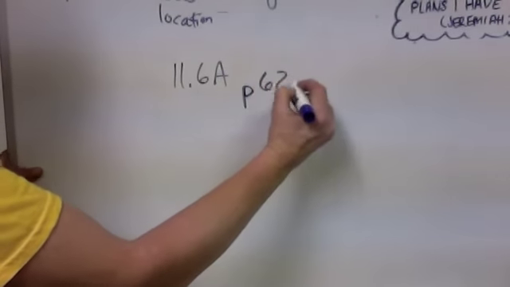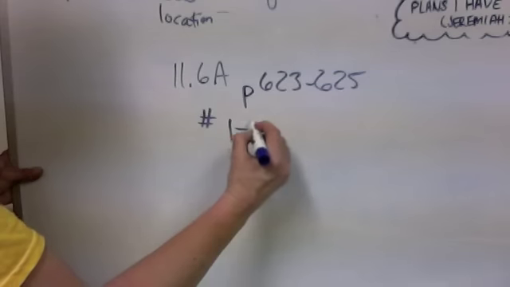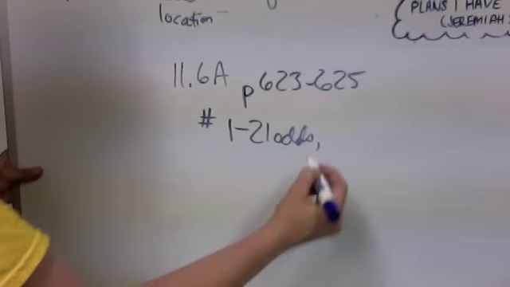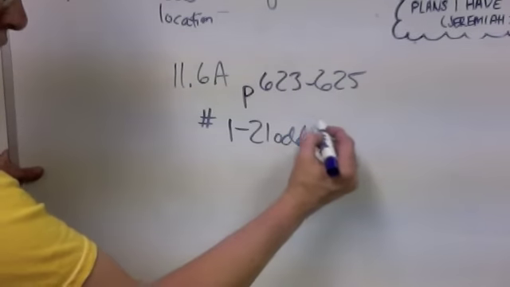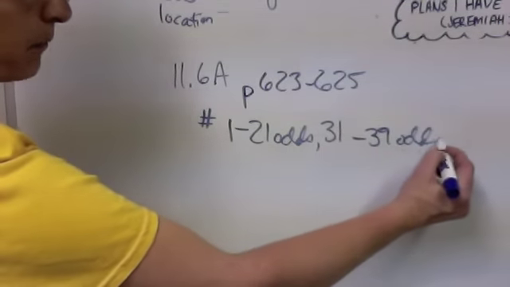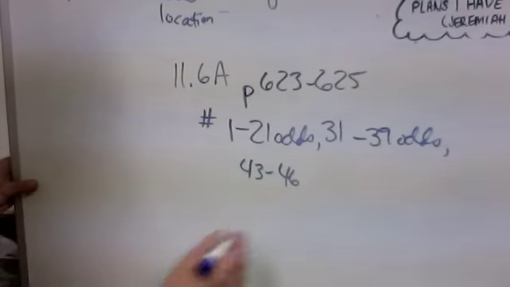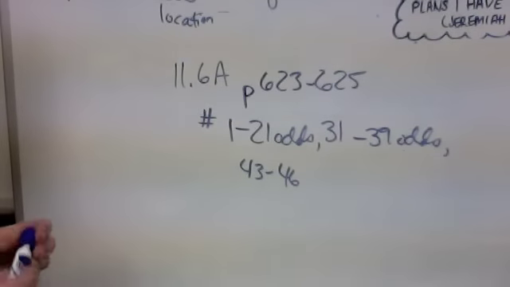But here is the assignment for tomorrow. 11-6A, it's page 623 to 625. It is numbers 1 through 21. The odds, numbers 31 through 39, the odds, and numbers 43 to 46. That is the assignment for tomorrow.